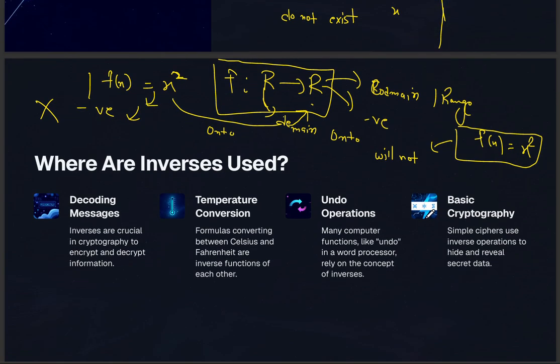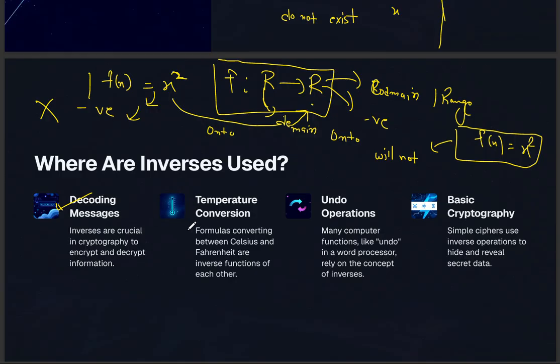Now I have also mentioned a few examples to understand it and relate it with the real operations which are generally performed using the inverse phenomena. Decoding messages. Inverses are crucial in cryptography to encrypt and decrypt information. This is an advanced level topic which you will understand in your higher classes. So this is an example where the inverse phenomena is used.